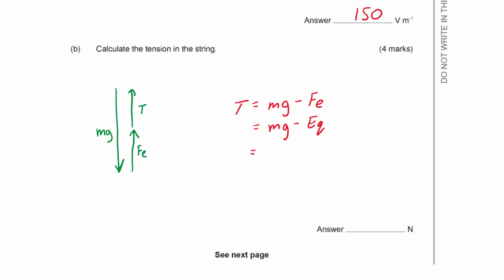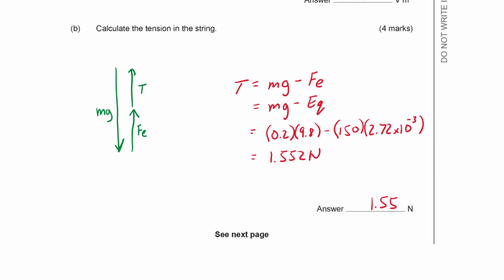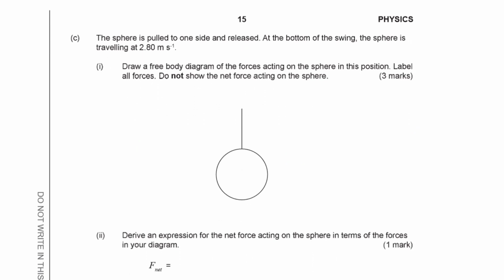If I sub in my values, 0.2, 9.8, and using my value from above, make sure you use the charge of the sphere, not the charge of an electron, which we might fall into the trap of doing. Your final answer should be 1.55 newtons. There we are. So down here we've got the next part of the question.